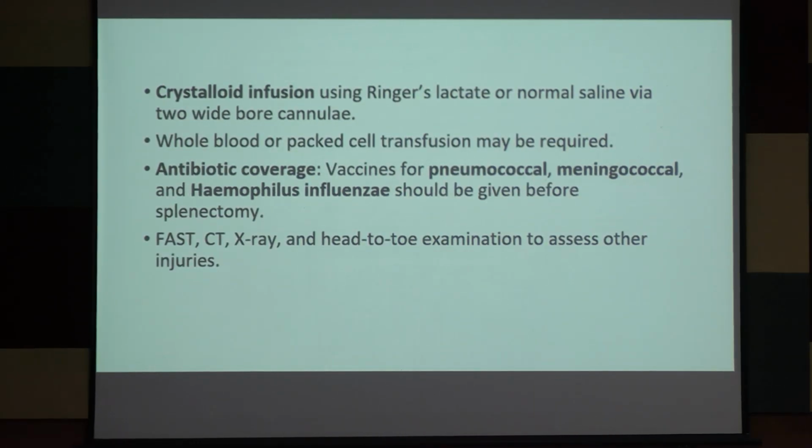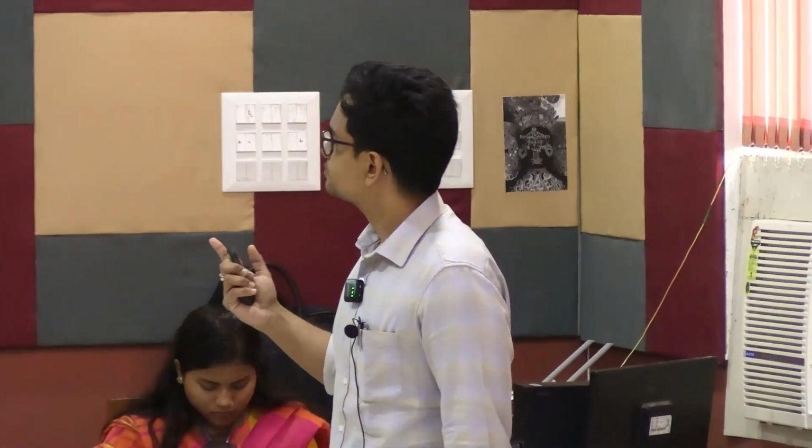Crystalloid infusion, that is RL for volume expansion. Obviously blood packet should be available. Antibiotic coverage should be given because the patient is in shock, and also to prevent further sepsis. Apart from that, FAST, CT scan, X-ray needs to be done, has been discussed before.